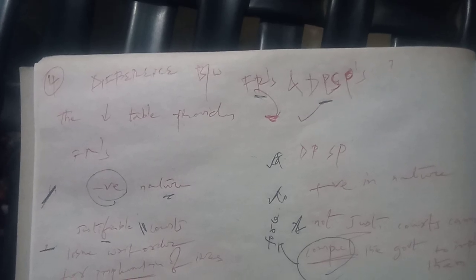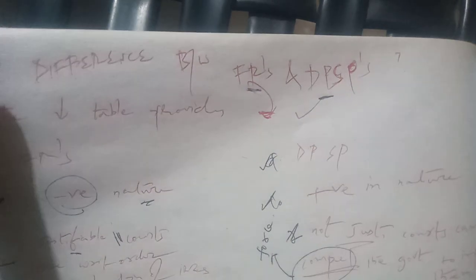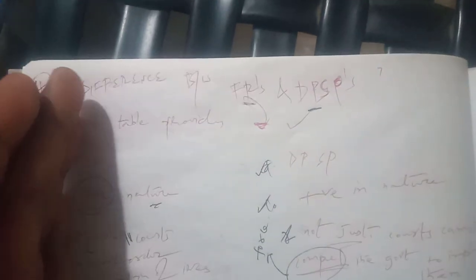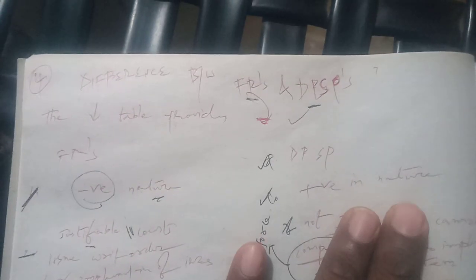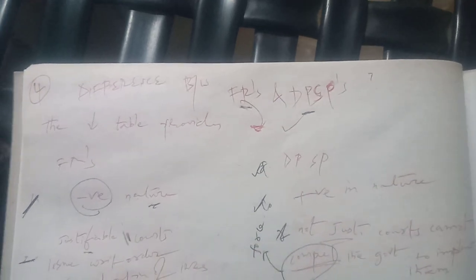This is the fourth question, very important for the 10 marks from the third chapter: the difference between the fundamental rights and the directive principles of state policy. Okay, you can write the first line: The following table provides the difference between the fundamental rights and directive principles of state policy. After that, we can write a table. On the left side we write fundamental rights, on the right side directive principles of state policy. We can write 10 differences.